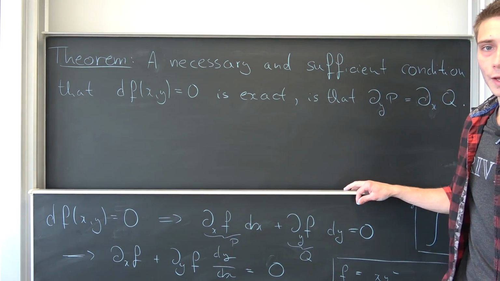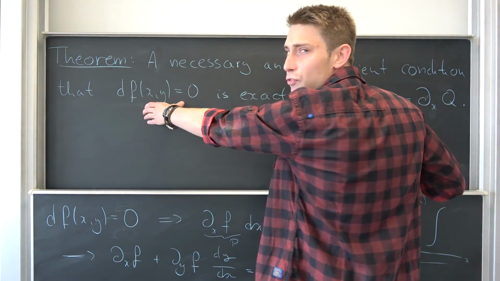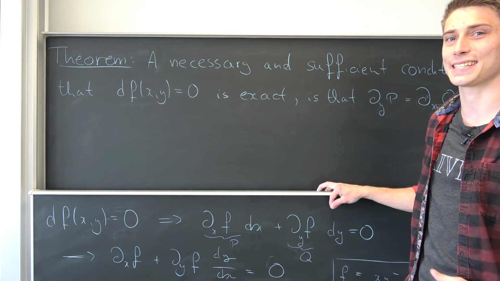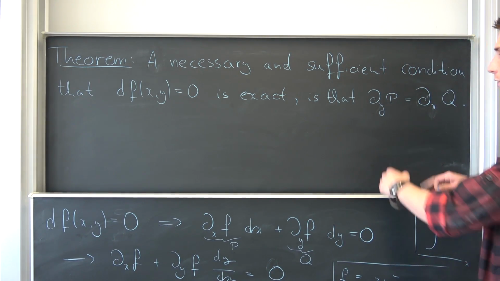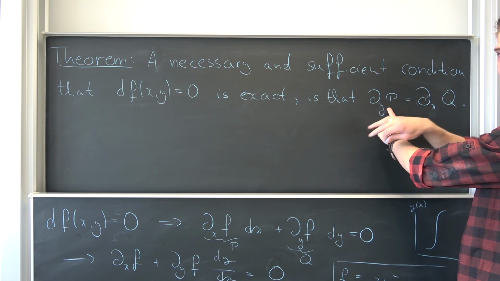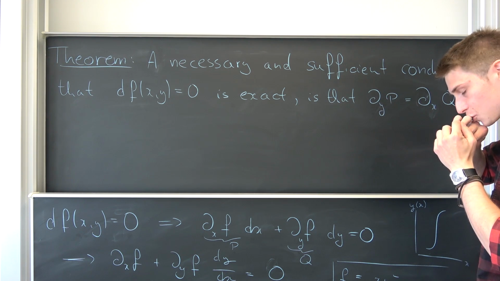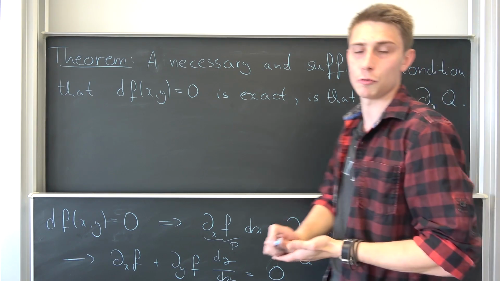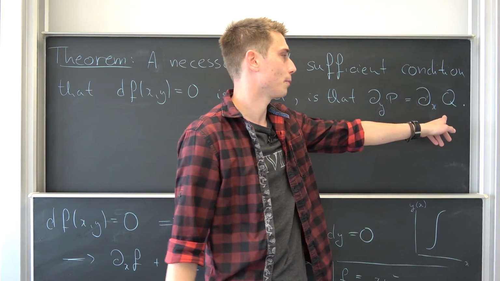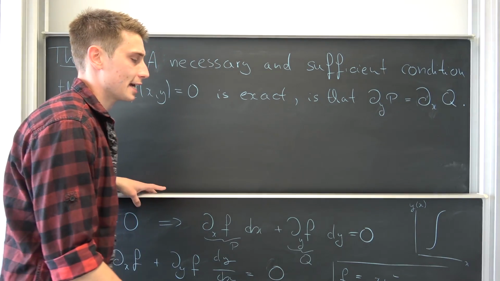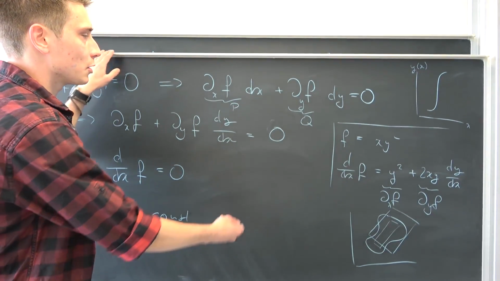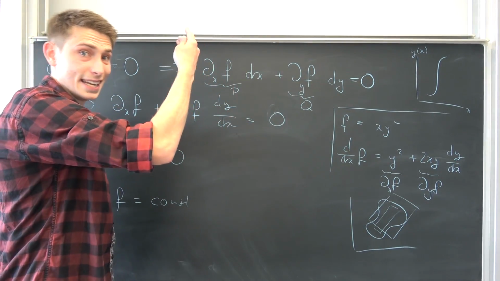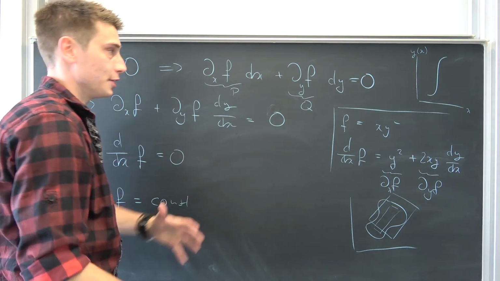So, we are calling this differential equation right here exact if and only if our partial derivative of p with respect to y is the same as our partial derivative of q with respect to x. And we actually call this thing right here an exact differential equation. That's the definition right now.